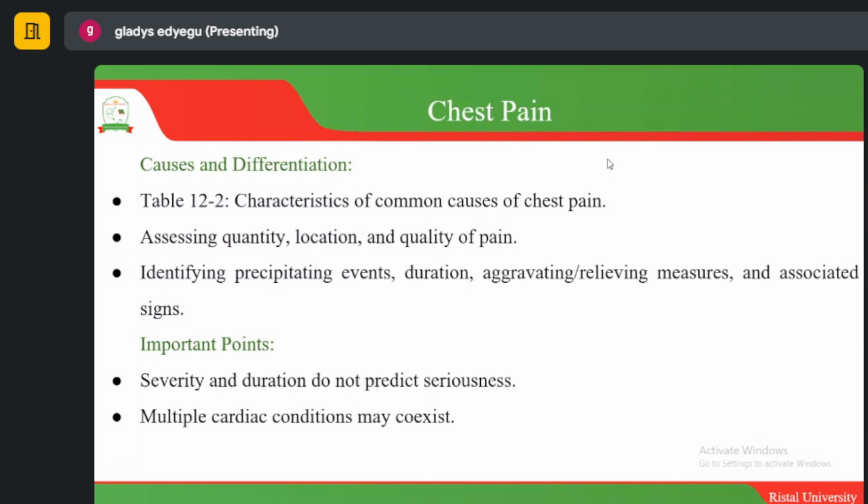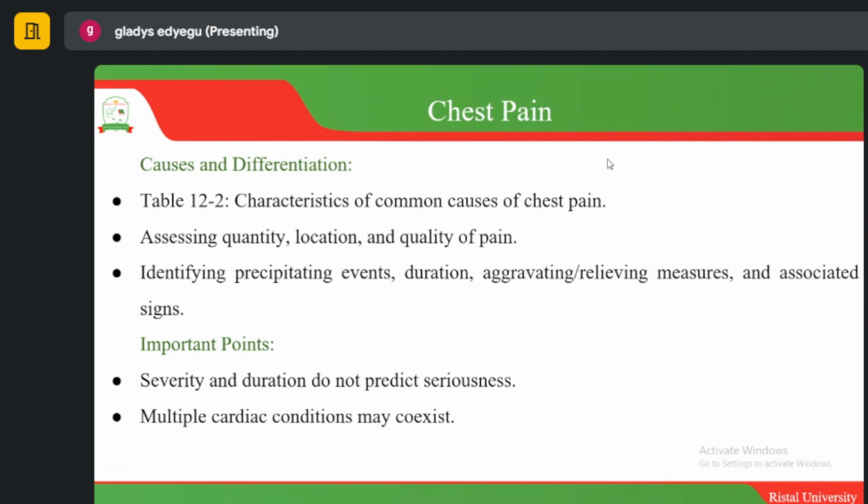So you should be able to know the quantity, the quality, and the location of your patient's pain within the chest region, of course. Then identifying precipitating events, duration, aggravating or relieving measures, and also associated signs. So this is trying to tell us that when your patient is complaining of pain, what should be the precipitating factors? He has said he has pain, yes, but what could he have done that has made him have the pain? Sometimes they'll tell you, when I lie, I feel the pain. And how long has it taken? That is the duration. Someone may tell you, when I start feeling that pain, it takes like 1 hour for me to get relieved. So the duration will be the 1 hour when the patient is feeling the pain.